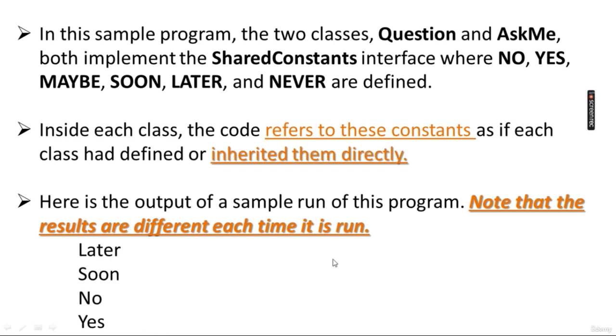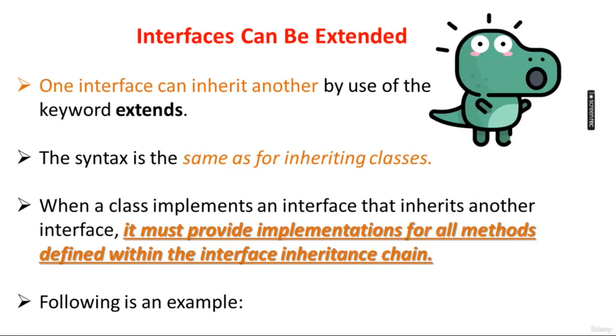So every time this result will not be the same. Later can appear 2 times, soon can appear 1 time, and there can be any sequence of this output. It depends upon the random number generated at runtime.